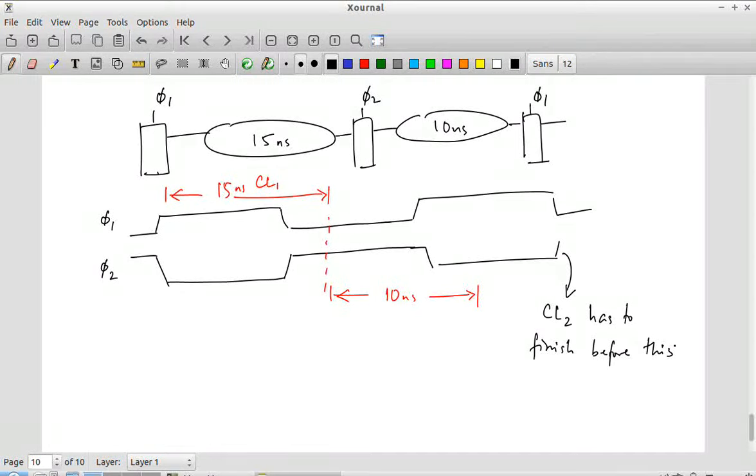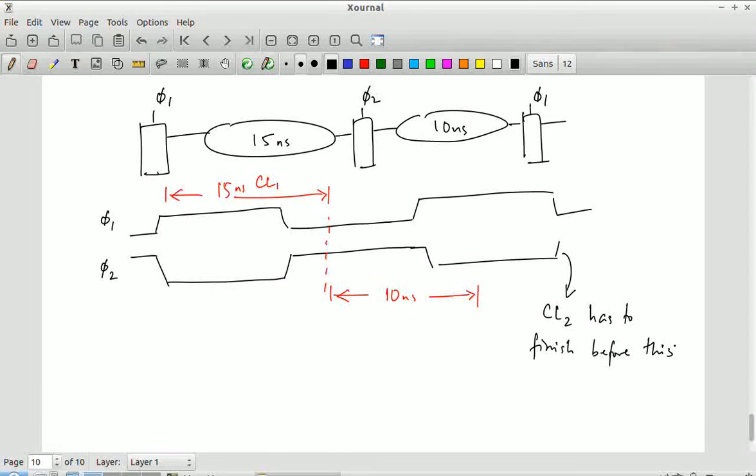Why? Because if it does not finish by this time, pi 2 will become opaque. No further data will be allowed to go into the logic. Or rather, pi 1 will become opaque and will not allow whatever changes you have got to come through, so that the next stage, CL3, can start working on it. So up to half a clock cycle of time can be borrowed from the previous stage by using this kind of latch-based design.